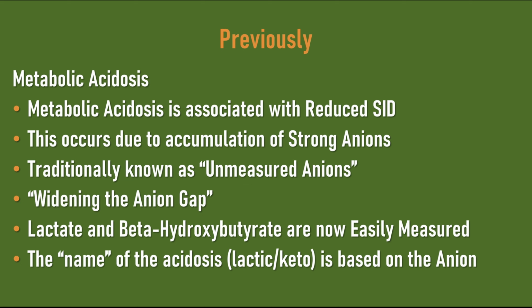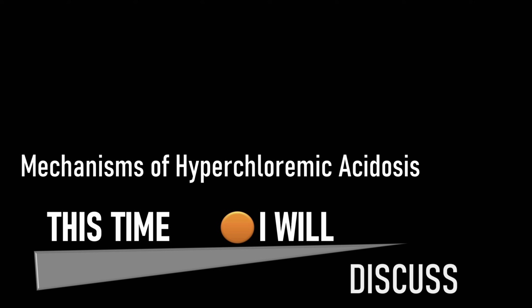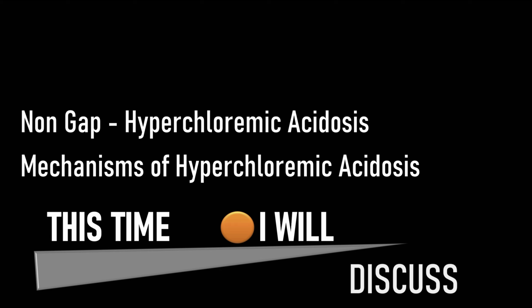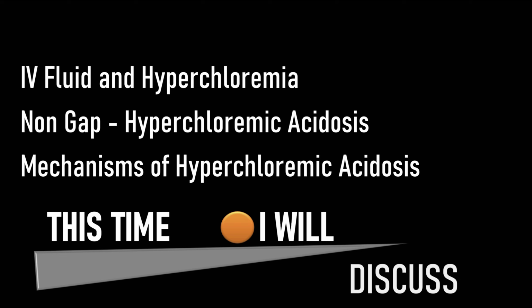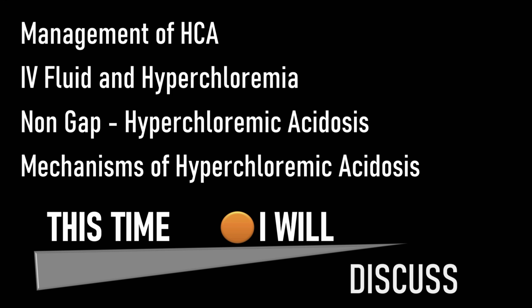These days, lactate and beta-hydroxybutyrate are easily measured, and the name of the acidosis, lactic acidosis or ketoacidosis, is based on the anion. In this tutorial, I'm going to look at another cause of metabolic acidosis, and that is hyperchloremic acidosis, which is also known as a non-gap acidosis. I'm also going to discuss intravenous fluid and hyperchloremia, and a little bit about the management of hyperchloremic acidosis.